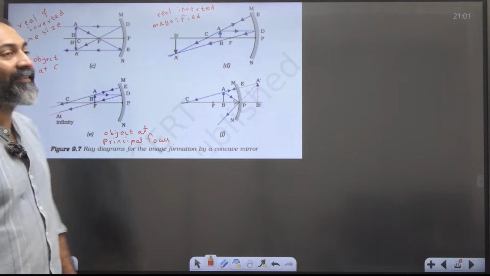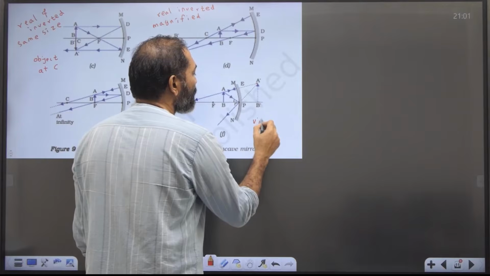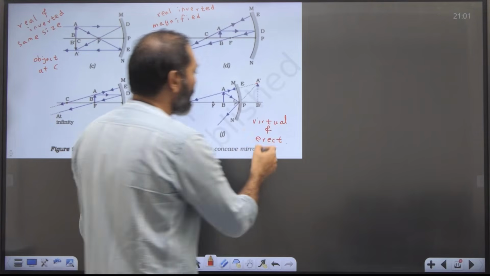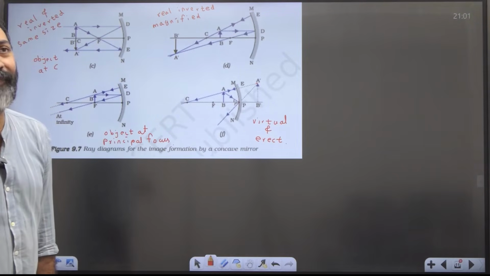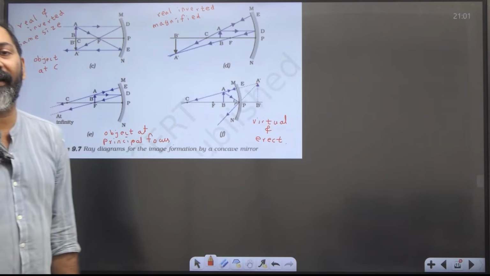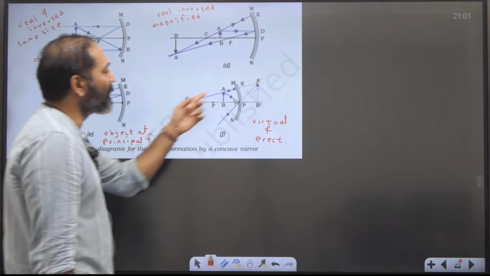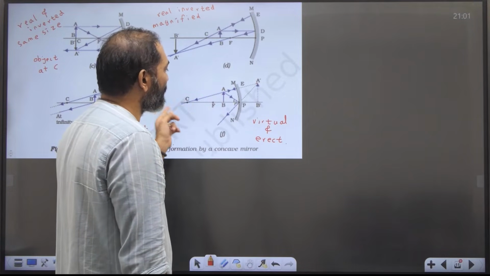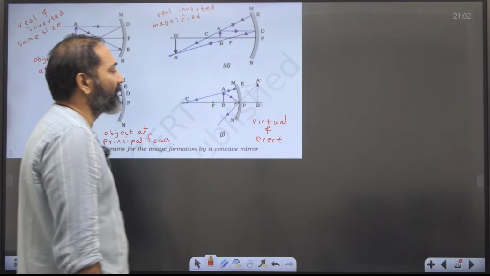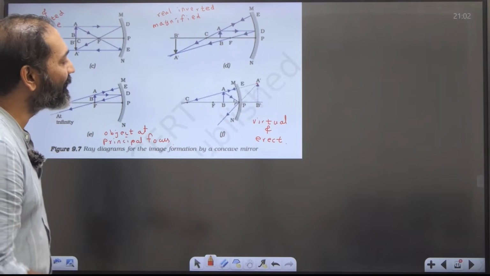So this is a special case in which a concave mirror forms what image? Virtual and erect. This happens only when the object is placed between the principal focus and the pole. The two rays we are considering are one passing through the center of curvature, and the other falling at the pole with angle of incidence equal to angle of reflection. So this is the case where the image is virtual and erect, formed behind the mirror.